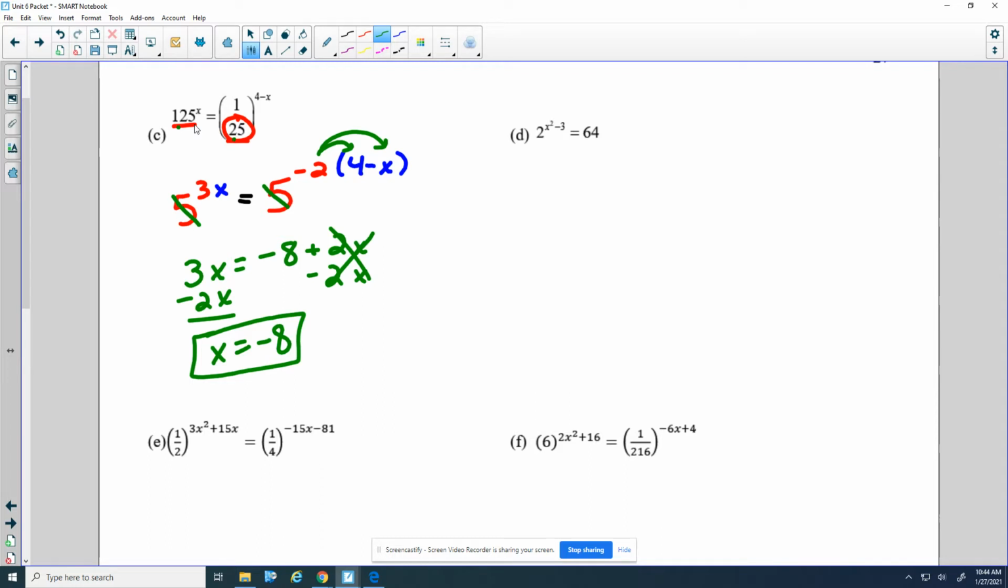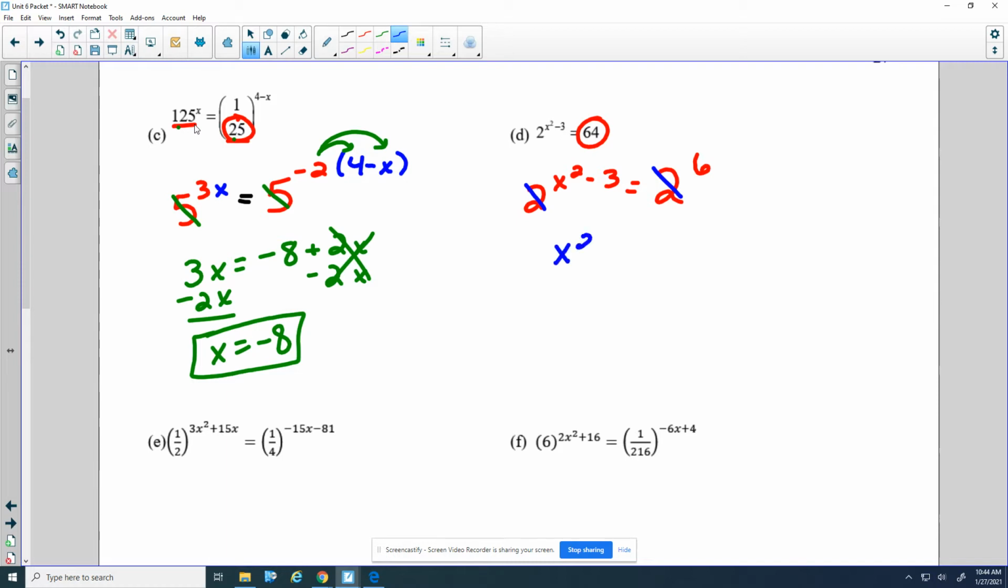64 is a power of 2. So I'm going to keep this one the same. And the 64 turns into a 2 to the 6th. So if you don't remember what power of 2 64 is, you can just type 2 to the 4th, 2 to the 5th, 2 to the 6th in your calculator until you figure it out. The more you know those powers, the easier this will be for you though.